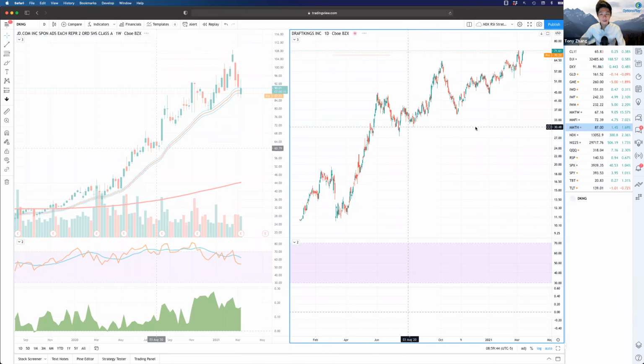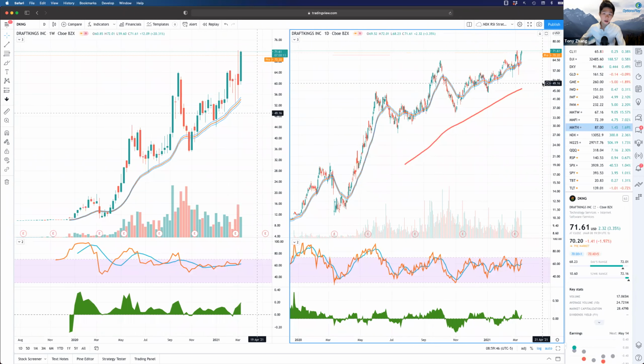Next one is DraftKings. This is one that continues to outperform and execute very well, breaking above the $65 resistance level, having one failed attempt about last week, making a new attempt here. It hasn't broken above this all-time high around 72, but certainly the stock is setting up for a fairly strong move here to the upside.